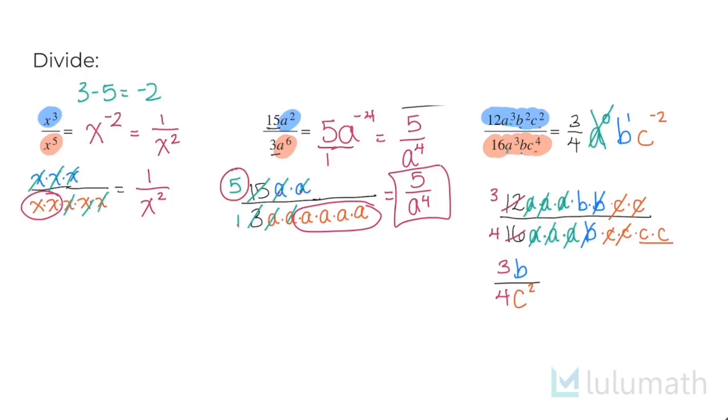Now, how is this answer here related to this answer here? Well, if you see, we have our 3/4 here and we have our 3/4 here. There are no a's left over at all, so a to the power of 0 is 1. So 3/4 times 1 is simply just 3/4. We've got b to the power of 1 here. And since it's a positive exponent, we keep it where it is. And then we've got c to the power of negative 2. And because it's a negative exponent, we put it where it was not. So we've got c to the power of 2 in the denominator. So essentially, a negative exponent is just telling us to do the reciprocal.